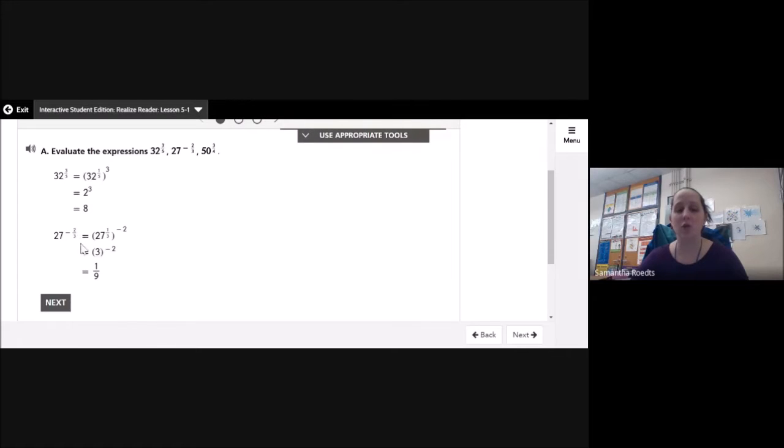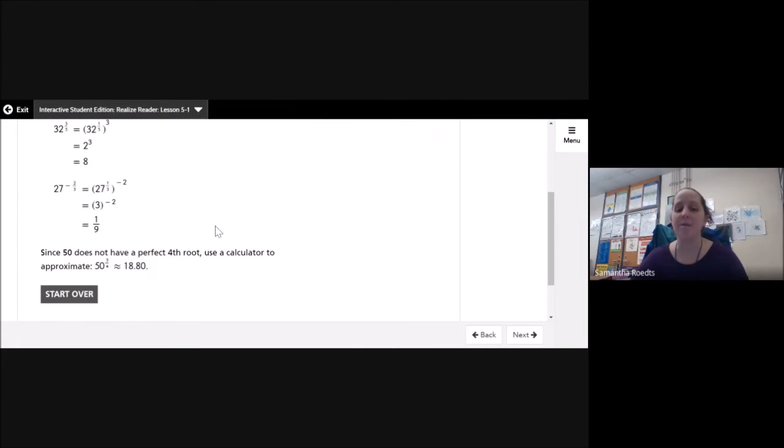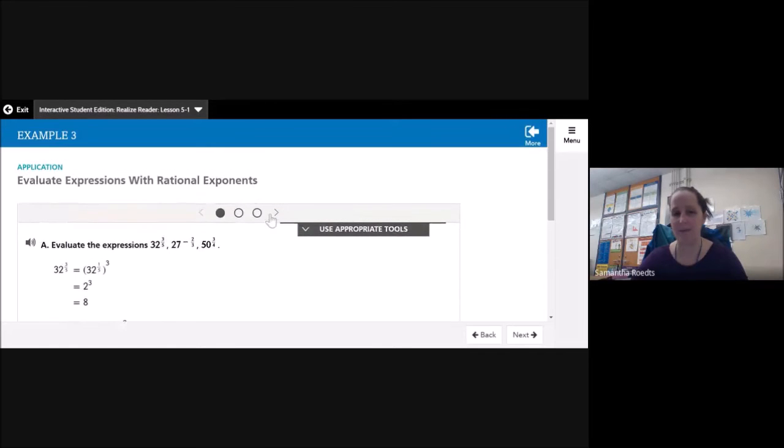27 to the negative 2/3 is 27 to the 1/3 to the negative second power. So 27 to the 1/3 power is 3. 3 raised to the negative 2 power is 1/9, because 3 squared is 9, and then it's negative, so we flip it. Since 50 does not have a perfect fourth root, I use a calculator to approximate 50 to 3/4, which is approximately 18.80.